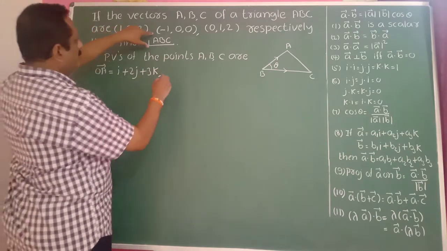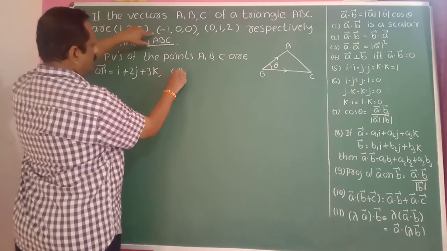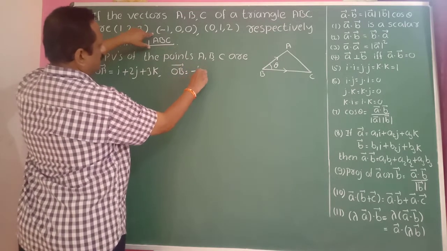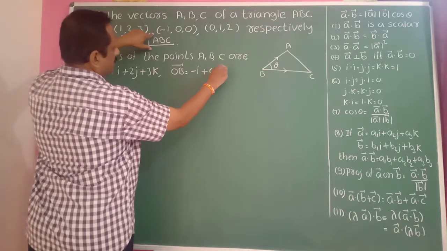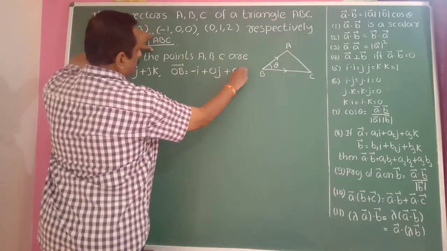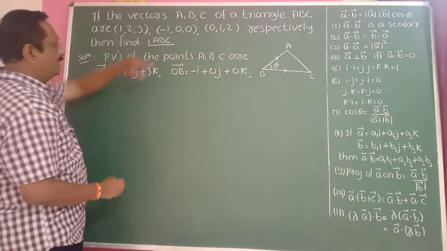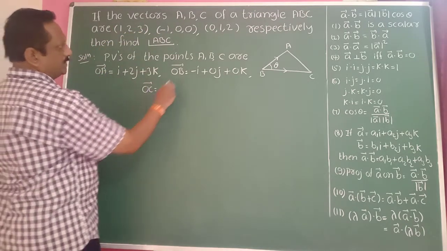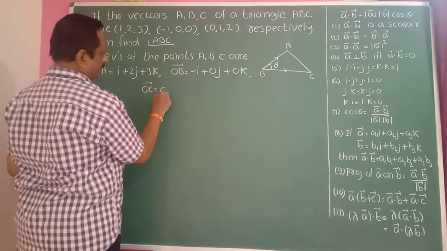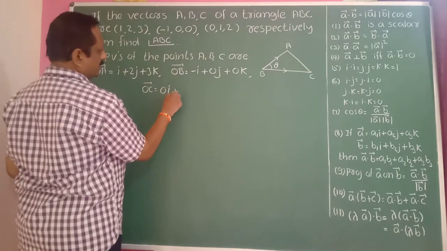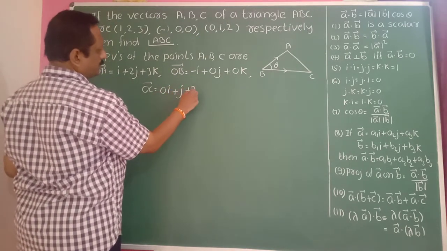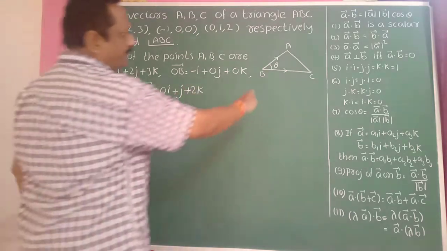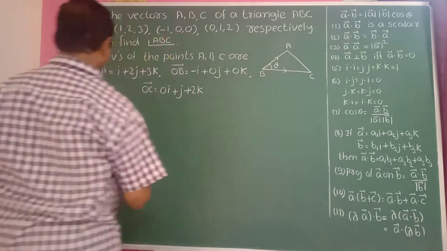The position vector of the point B, vector OB, is equal to minus i plus 0j plus 0k. And the position vector of the point C is OC equals 0i plus j plus 2k. First, you find the vector BA.